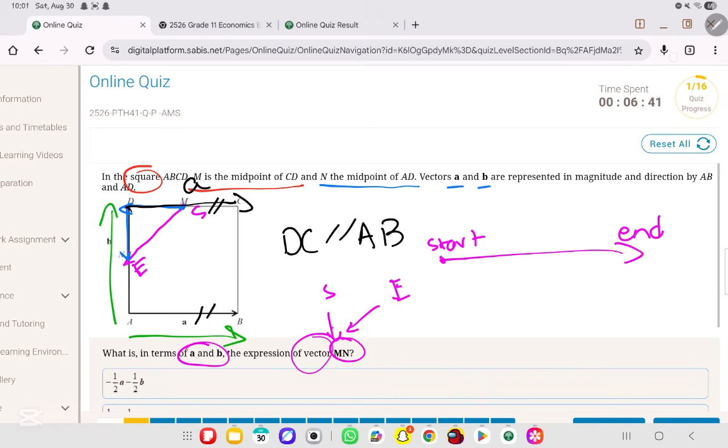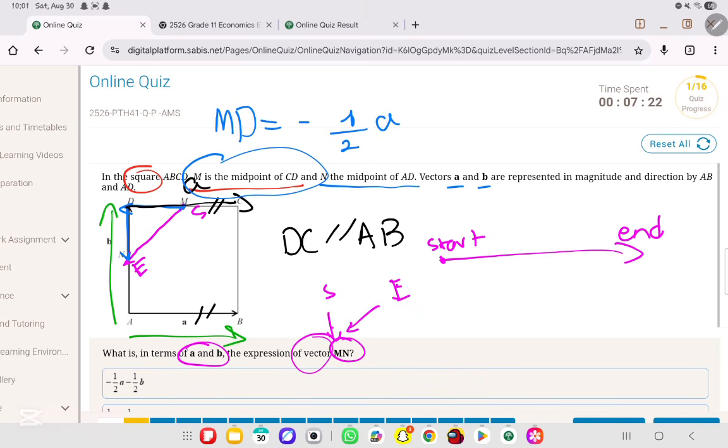But as you can see, MD is pointing to the left, whereas DC is going to the right. Because they're in opposing directions, this means that MD is going to be negative. And they told us that M is the midpoint of CD. Because of this, we know that MD is half of CD. And what did we say CD or DC is? CD or DC is very simply A. And just like that, I have the value of MD.